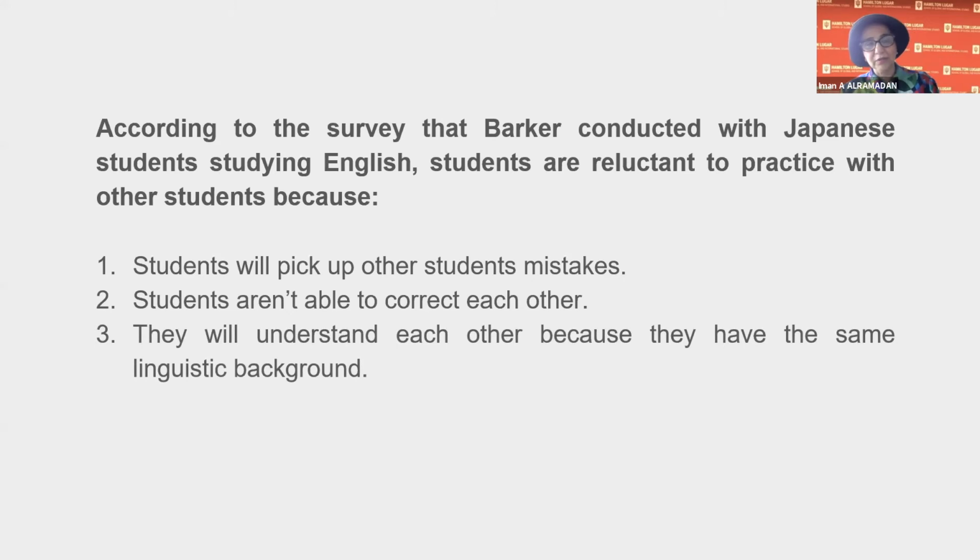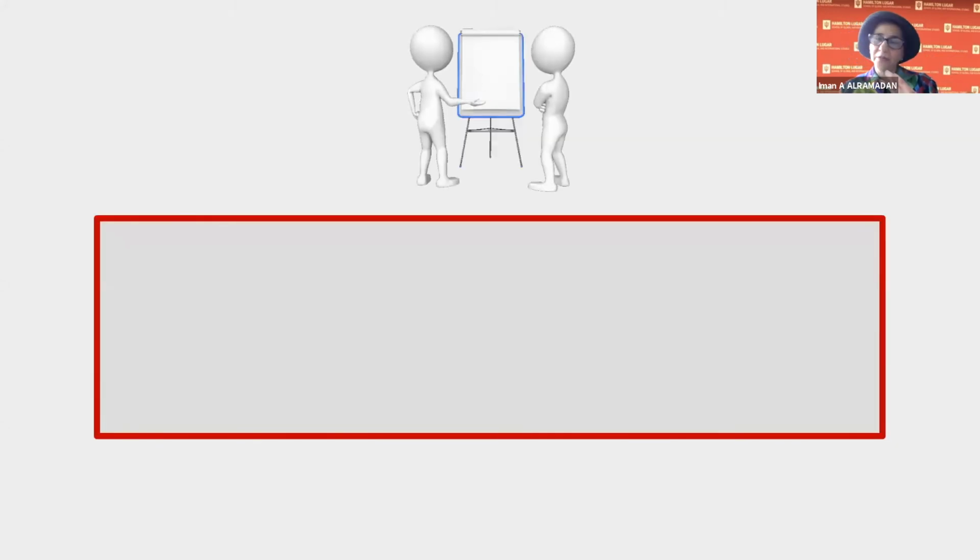So they won't be able to correct each other, and they will understand each other because they have the same linguistic background. So maybe they have the same pronunciation of certain words, and they will be able to understand each other. And here we go, the pronunciation won't improve at all, or maybe won't improve the way we want, right?